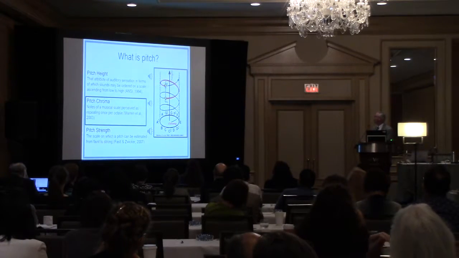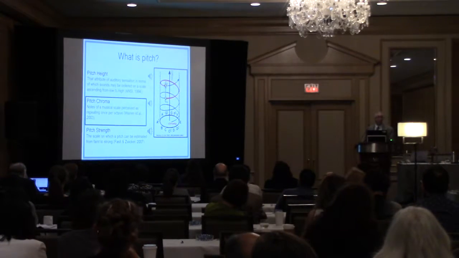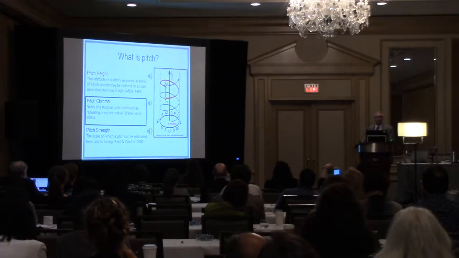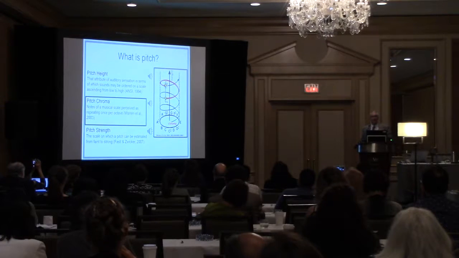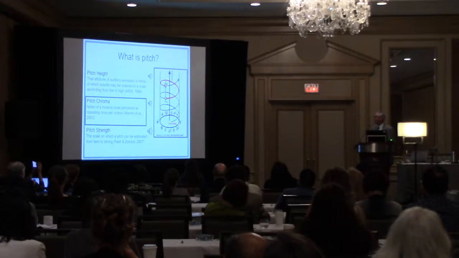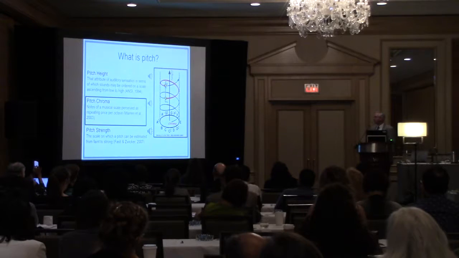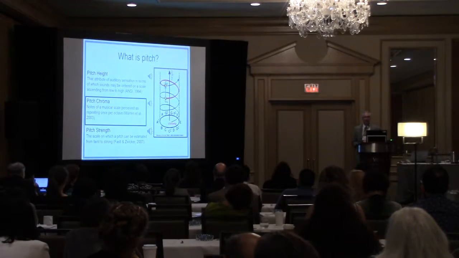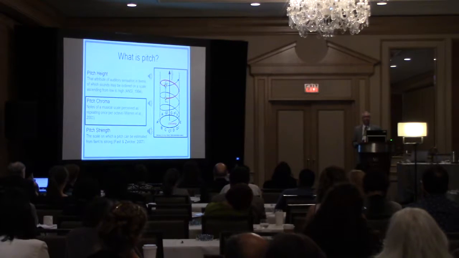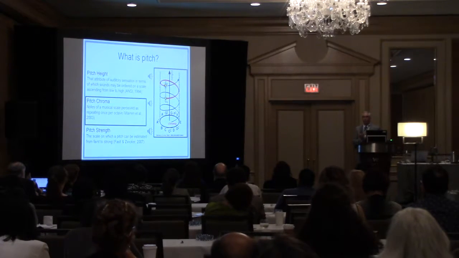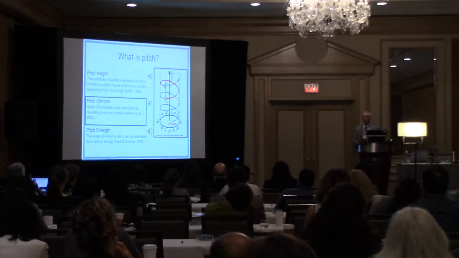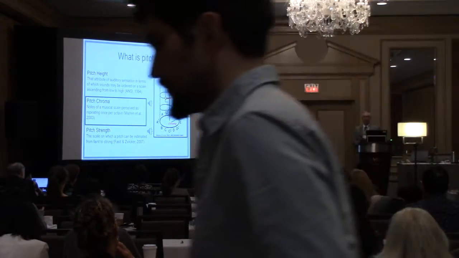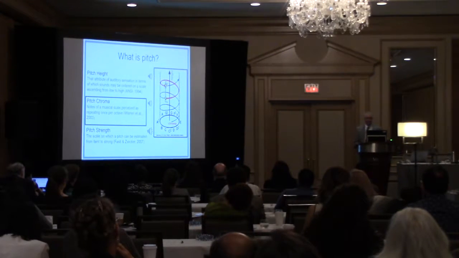For example, there are multiple C's on a musical scale. There's middle C, there's a C below middle C, there's a C above middle C. They repeat every octave, and that's pitch chroma. And then there's pitch strength. And pitch strength is the scale on which pitch can be estimated from faint to strong. And most people don't think about that. But you can have a very strong pitch percept or a very, very weak pitch percept. And that's reflecting differences in pitch strength.